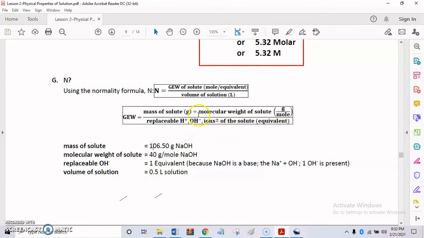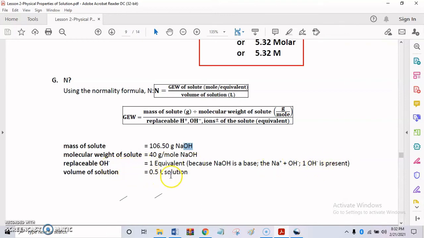Divided by mass of solute divided by molecular weight of solute and divided by replaceable H plus or OH minus ions of the solute. So, sa case natin, yung solute natin is sodium hydroxide. And sodium hydroxide is a base. Mayroon siyang OH. So, ilan yung OH niya? Isa lang. So, replaceable OH is 1 equivalent because sodium hydroxide is a base. The sodium plus OH minus has 1 OH minus present.